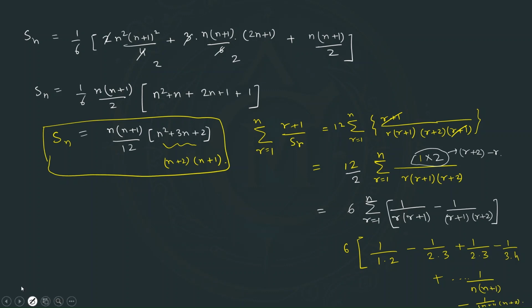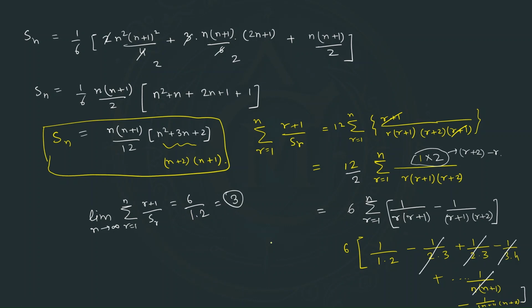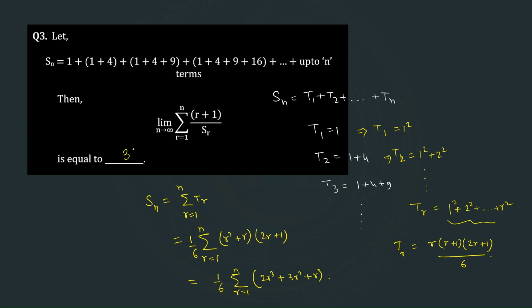Now we can observe easily that these terms will get cancelled with each other. And if we take the limit n towards infinity, then the limit of summation r equal to 1 to n of r plus 1 divided by Sr is equal to 6 divided by 1 into 2. So basically 3. So 3 will be the correct answer for this question. I hope you understood this question.